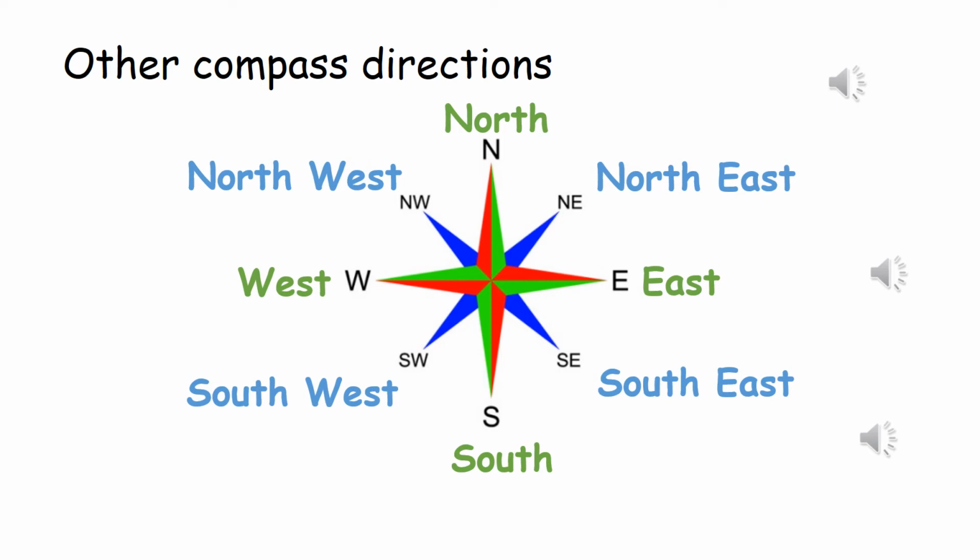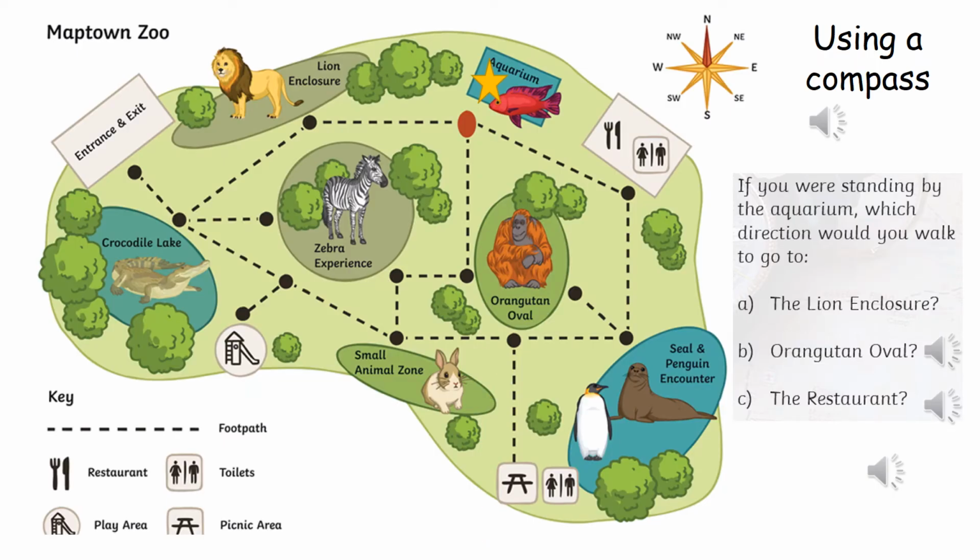So now we're going to go on and use those directions to find our way around a map of a zoo I've got. Okay, so here I've got a map of a little zoo. You can see there's sort of pictures showing you of the different areas within the zoo, the lion enclosure, the zebra experience, the small animal zone. We've got our compass up near the top with our 8 directional points, and down near the bottom I've got a key which sort of shows you what symbol to look for the restaurants, the toilets, the play area and the picnic area. And we've got some questions here about directions we could go in.